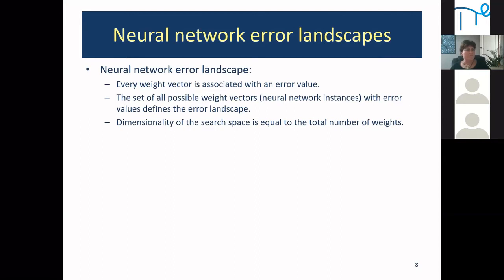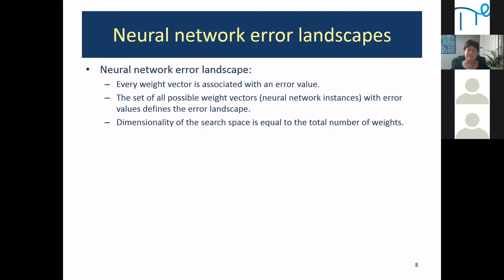So when we're looking at these landscapes, we're trying to understand what is the nature of these error landscapes. There I had a little picture of a single weight, but the weights in a neural network number many thousands usually. When we're talking about an error landscape, what we mean is that every weight vector is associated with an error value. A weight vector is just the combination of all the weights in the neural network. So let's say our neural network has 800 weights. It's an 800 valued vector, and each weight is a real number.